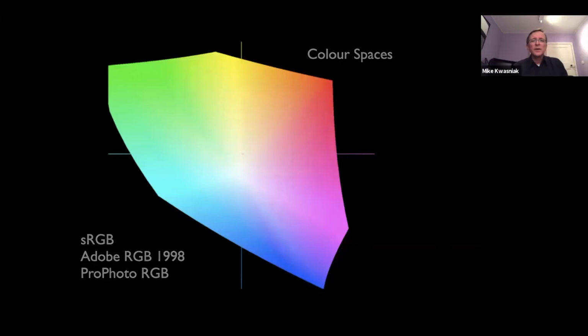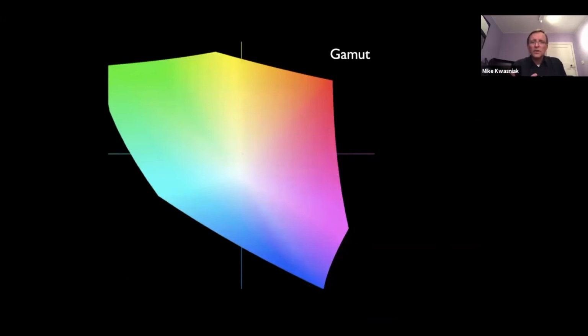So the next thing we need to talk about is Gamut. You'll note that the picture is exactly the same. Gamut is a color space, but unlike the ones we've just been describing, it's device dependent. So in other words, your camera has a gamut, your printer has a gamut.